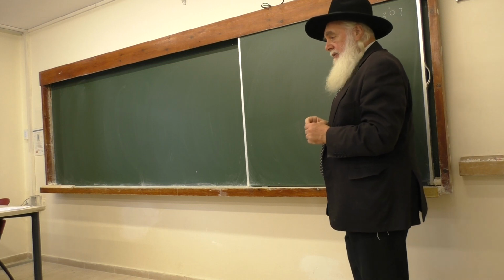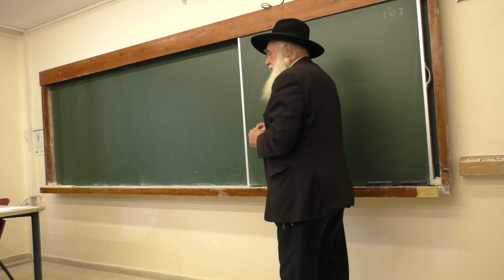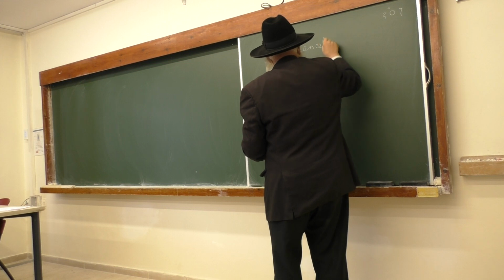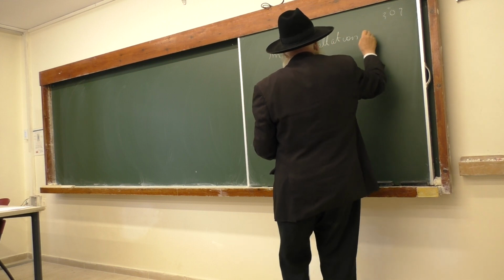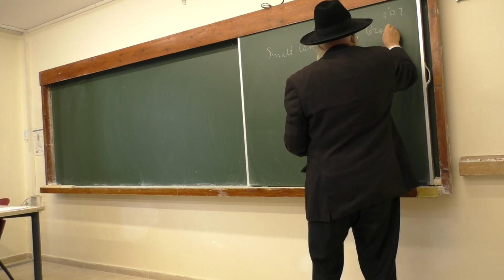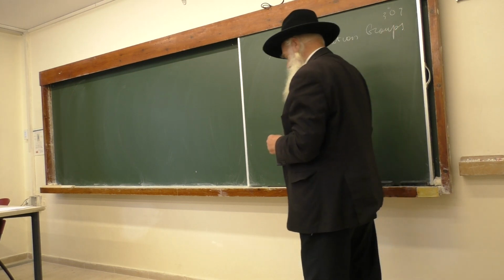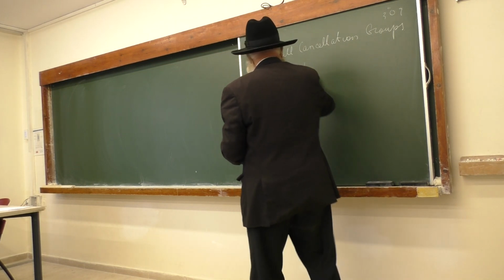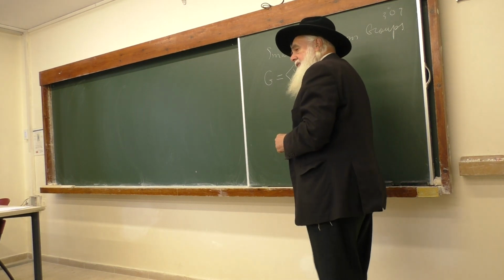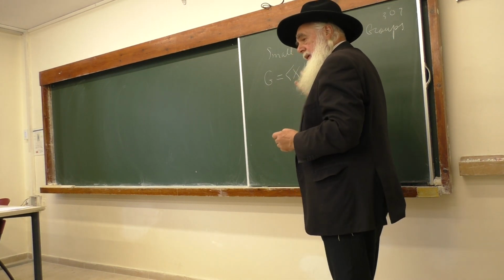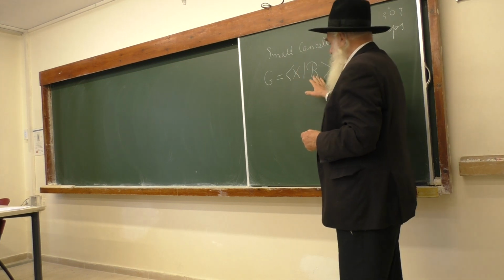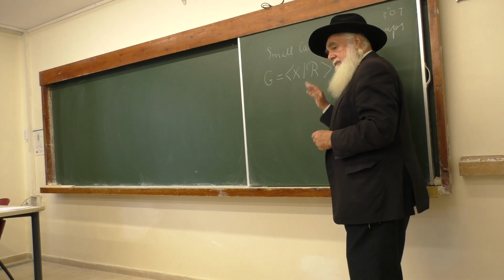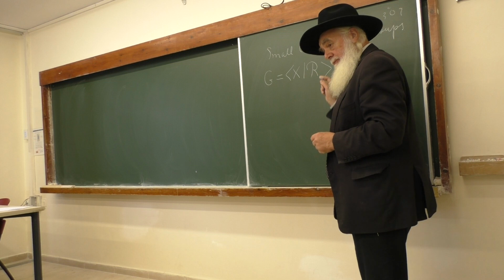Today we will concentrate on constructing small cancellation groups. Again, we look at a group which is given by generators and relators. As I recall, we assume that the set of relators is closed under cyclic permutations and inverses. Actually, we look on these relators as cyclic words.